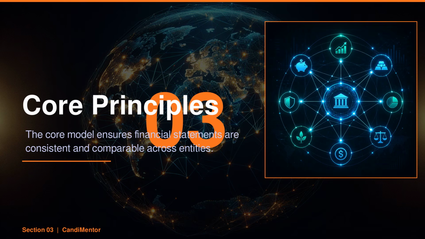Imagine a world where financial statements varied wildly from one company to another. IAS 1 prevents this chaos by standardizing the presentation of financial statements, ensuring that Meridian Corporation's $10 million SaaS contract is consistently reported and easily comparable to its peers. Let's uncover the backbone of this essential standard.